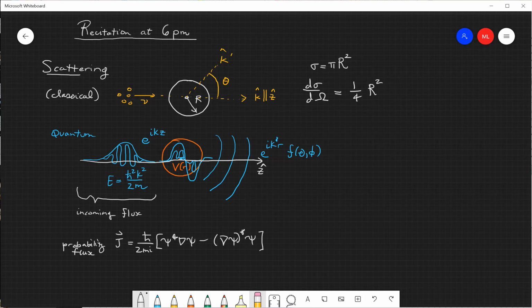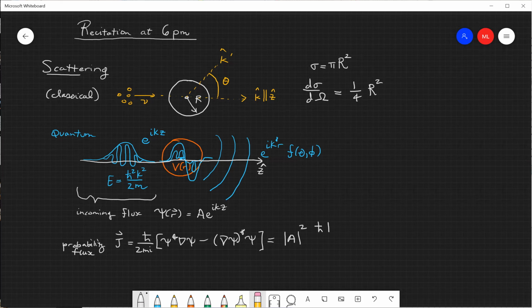If your wave function initially is just some amplitude times e to the ikz, the plane wave, then you can plug this in here, and what you'll find is that this is equal to the squared magnitude of A times h bar, and the only gradient that survives is along the z direction, which is the direction of the k vector for the incoming particle.